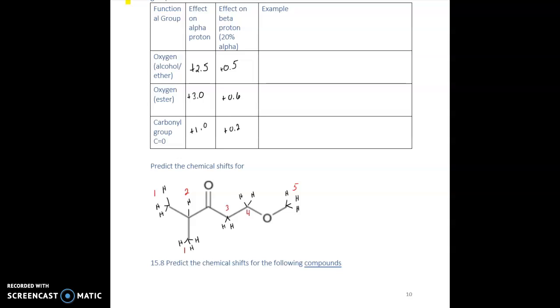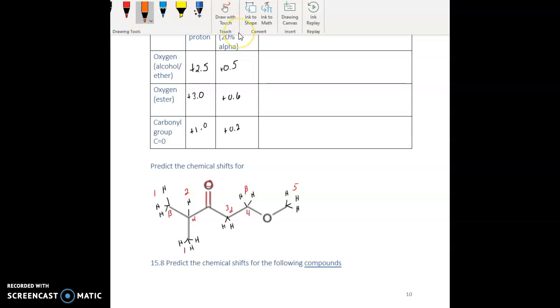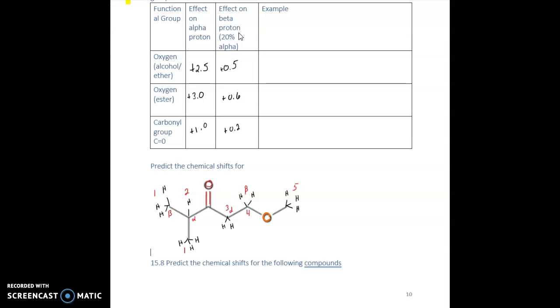We have a carbonyl group here. This carbon is alpha to the carbonyl group, and this one is beta to the carbonyl group. This one is also alpha to the carbonyl group and beta to the carbonyl group. I'm going to change colors to orange, and then we'll look at the ether. Group number 4 is alpha to the ether, and group number 3 is beta to the ether, and group number 5 is alpha to the ether.